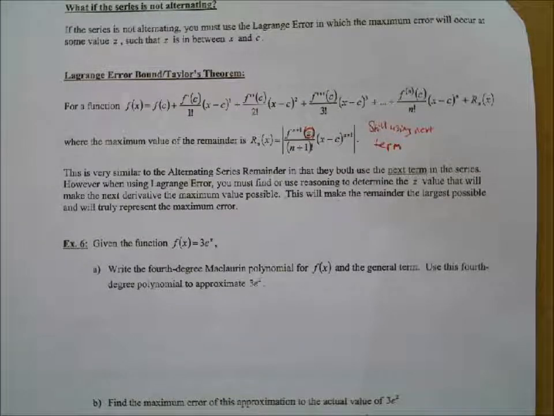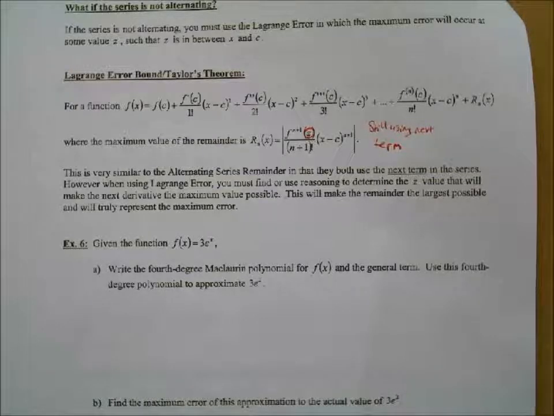So this is where our work is going to be, determining the z value that will make the next derivative the maximum value possible. And the reason why I want to make the next derivative the maximum value possible is we want to cast kind of like the widest net for our error, right? We definitely don't want to underestimate our error, because when you underestimate your error, then you're outside what your error is. We want to be within a certain error.